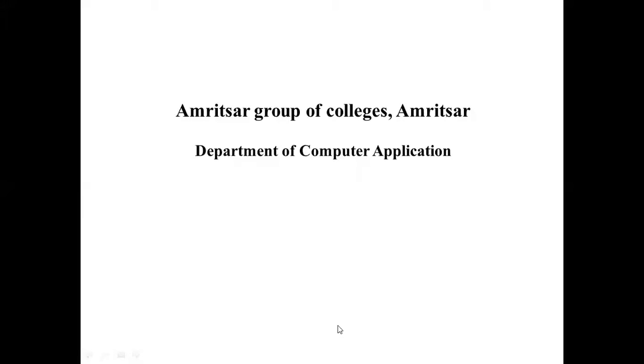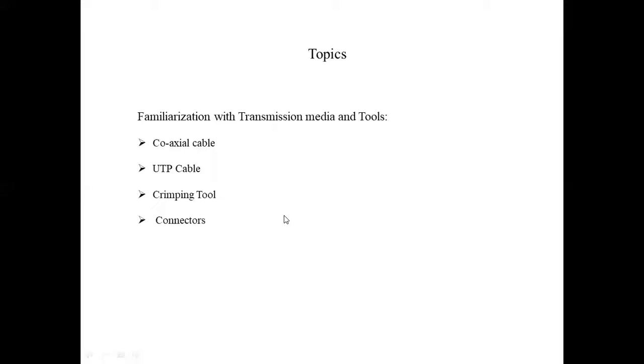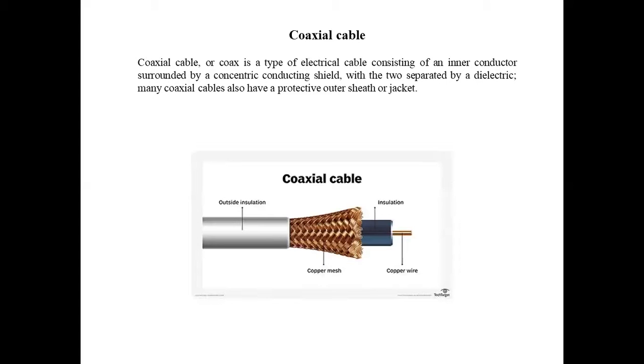Okay, students, let's start with today's experiment number two. The topics that we are going to cover in this lab are familiarization with the transmission media and the tools, where we have the coaxial cable, then the UTP, that is unshielded twisted pair cable, the crimping tool, and then the connectors. So let's start with the first one, the coaxial cable.